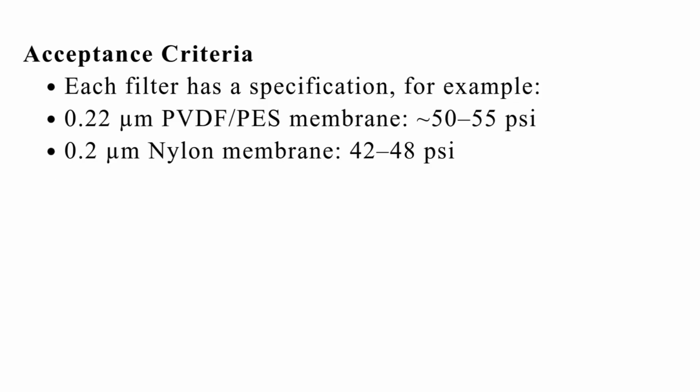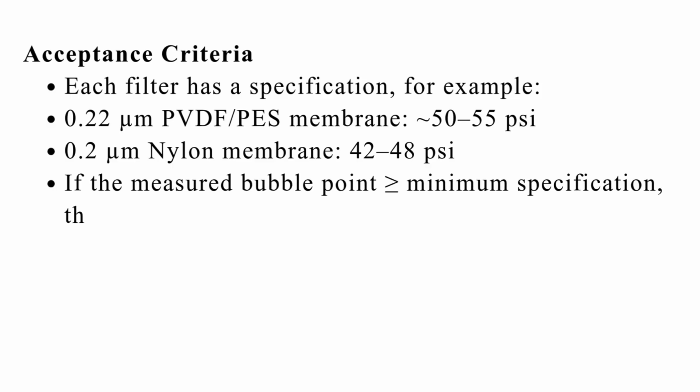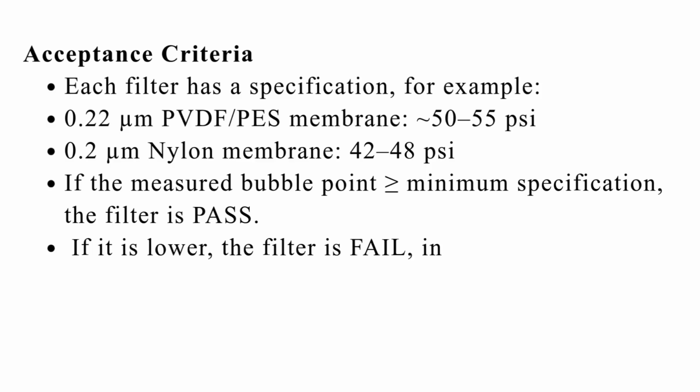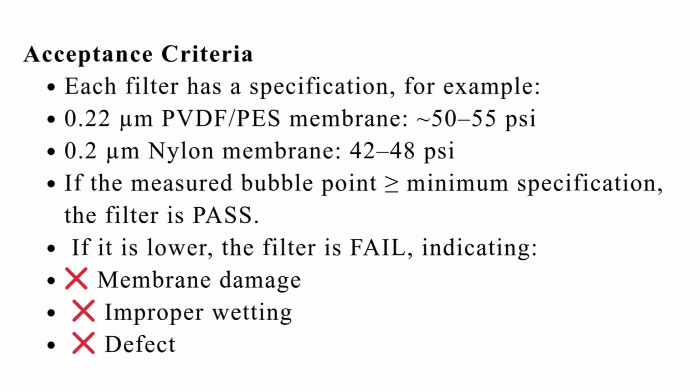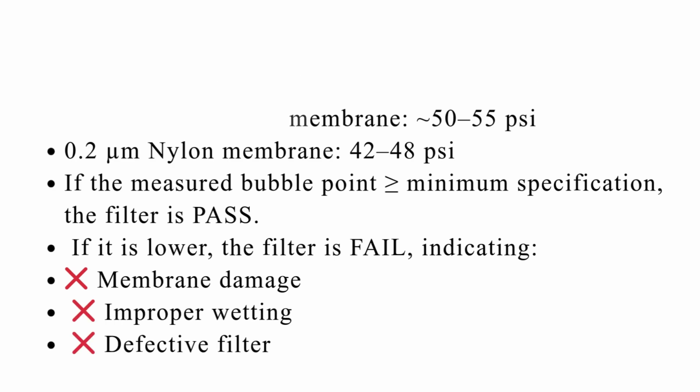Acceptance criteria. Each filter has a specification. For example, 0.22 µm PVDF/PS membrane, 50-55 psi, 0.2 µm nylon membrane, 42 to 48 psi. If the measured bubble point is greater than or equal to the minimum specification, the filter passes. If it is lower, the filter fails, indicating membrane damage, improper wetting, or a defective filter.